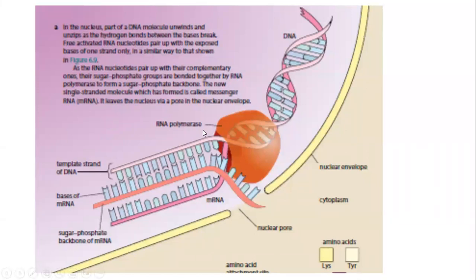And then an enzyme that we call RNA polymerase will come and start to make the sugar phosphate backbone. Just like DNA polymerase, it is going to make sure that the base pairs are complementary. It's going to make sure that only the complementary nucleotides are attached, and it is going to complete the sugar phosphate backbone. So an entire chain of your messenger RNA is going to end up forming.